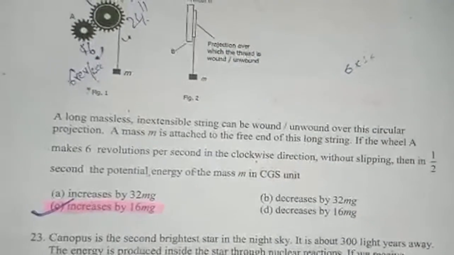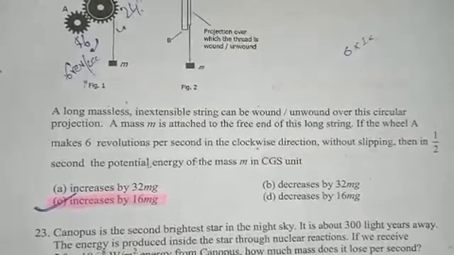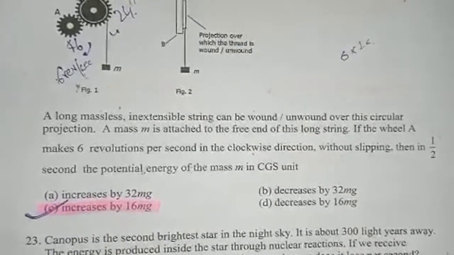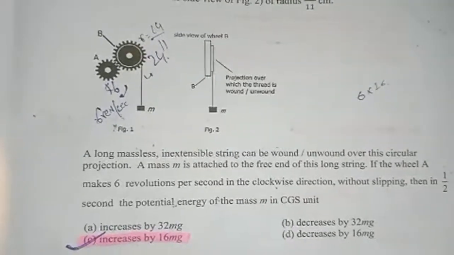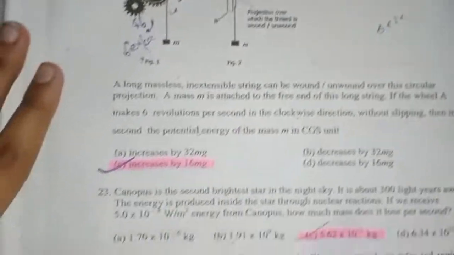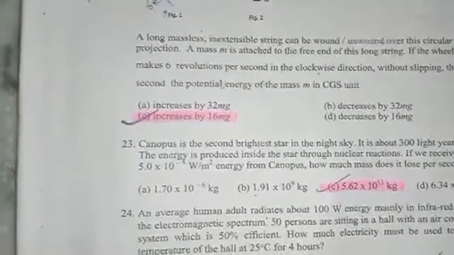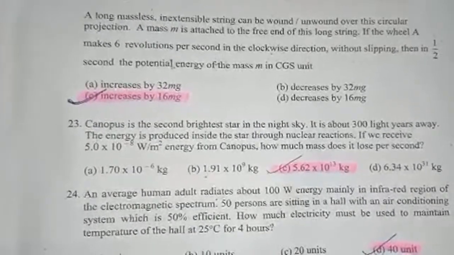Then a long, massless, inextensible string can be wound or unwound over this circular projection. A mass M is attached to the free end of this long string. If wheel A makes 6 revolutions per second in the clockwise direction without slipping, then in half a second the potential energy of the mass M in CGS unit is... So it increases by 16 mg. That is, our correct option is option number C.